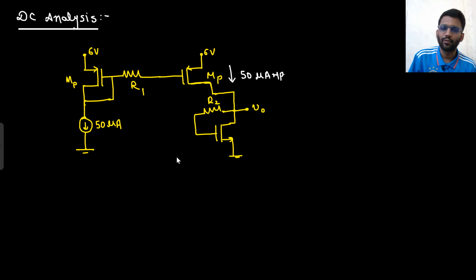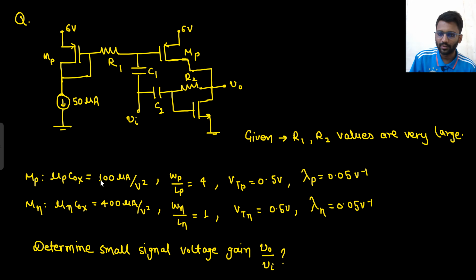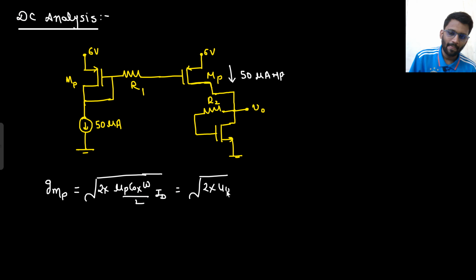Now what do I need to find? So I need to find the value of Gm. So what will be the value of Gm? So let's find the value of Gm for PMOS. So value of Gm for PMOS would be root 2 mu p Cox W by L into ID. That would be root 2 into, what is mu p Cox W by L? Mu p Cox W by L is 100 into 400 micro into ID. What is ID? ID is 50 micro. So if you solve it, what do you get? 200 micro Siemens. That is the value of GMP.